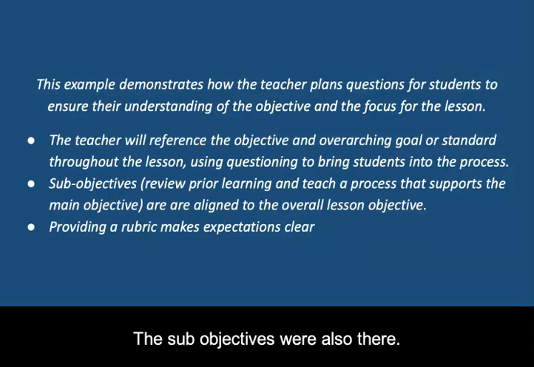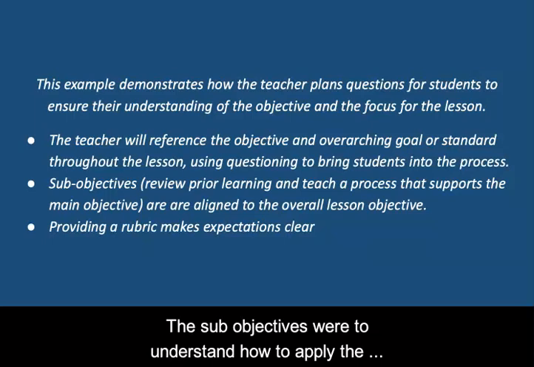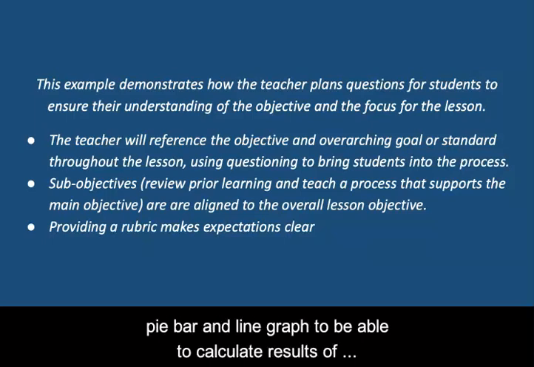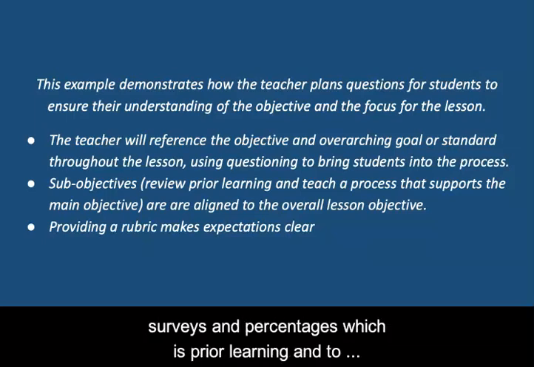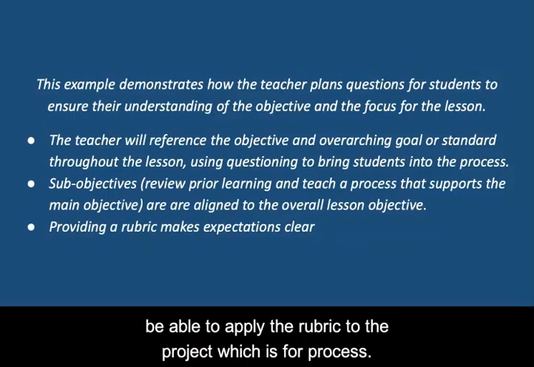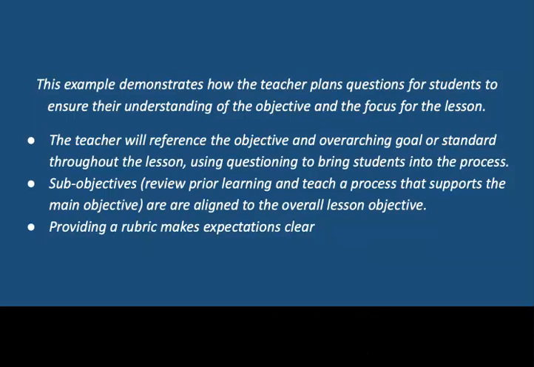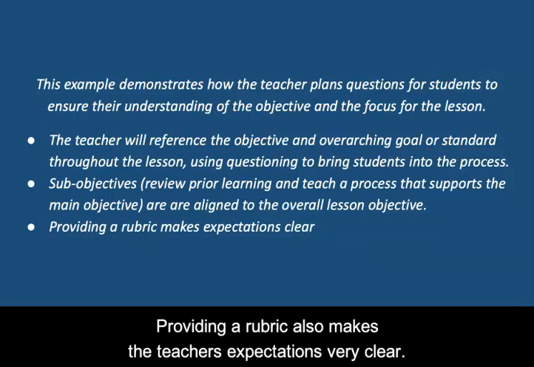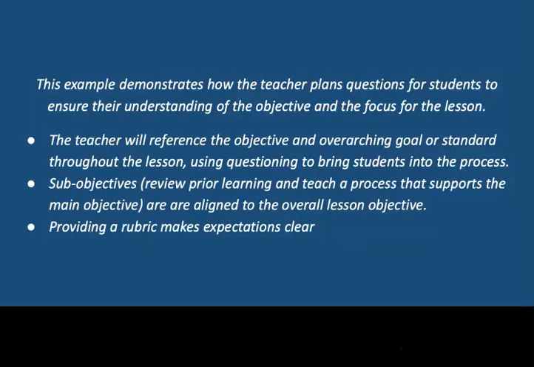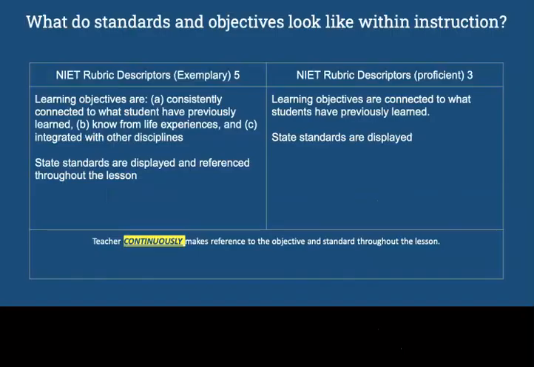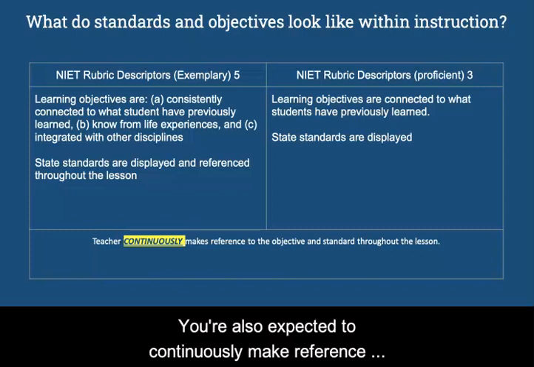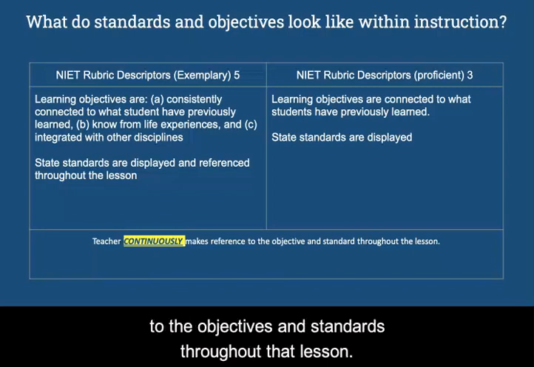The sub-objectives were also there. So in this case, the sub-objectives were to understand how to apply the pie, bar, and line graph, to be able to calculate results of surveys into percentages, which is prior learning, and to be able to apply the rubric to the project, which is for process. Providing a rubric also makes the teacher's expectations very clear. You're also expected to continuously make reference to the objectives and standards throughout that lesson.